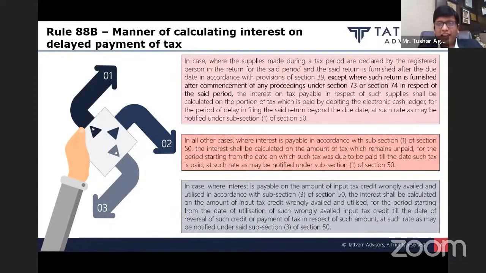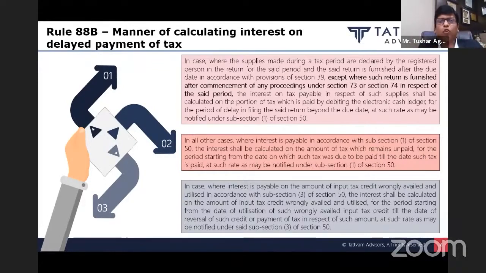So what do we mean by furnishing of return after commencement of any proceeding under section 73 or 74? Friends, 73 or 74 deals with issuance of show cause notice. 73 is for non-fraud cases, 74 for fraud cases. So commencement of proceeding means when an SCN has been issued under section 73 or 74. Merely because you have got a scrutiny notice under section 61 or some summons or other investigation, that does not mean a proceeding has been commenced under section 73 or 74.